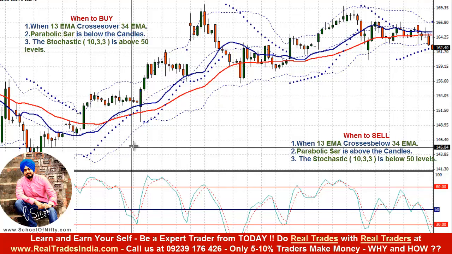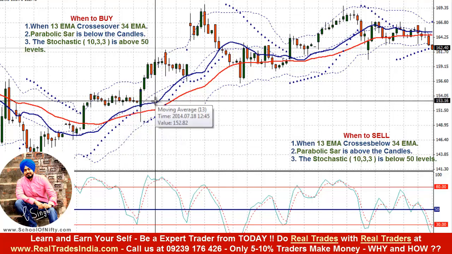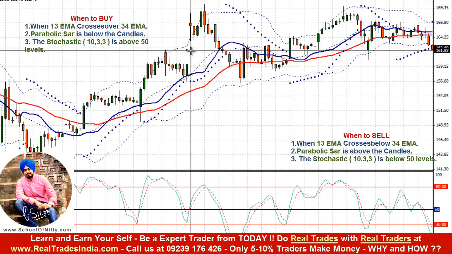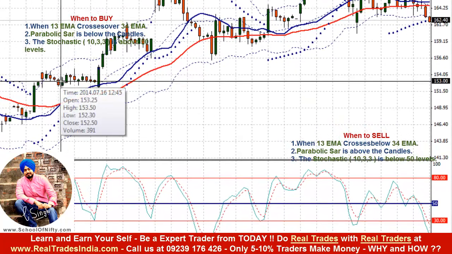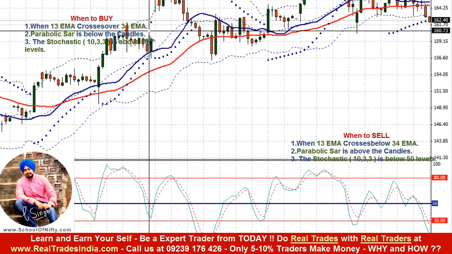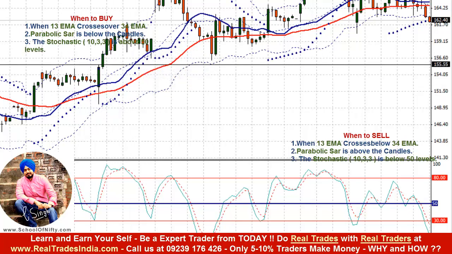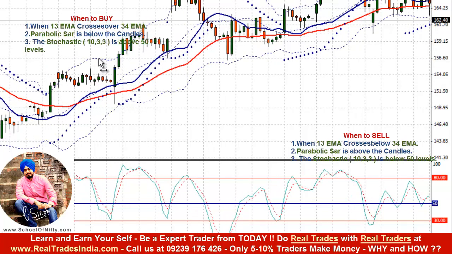You exit the stock when you see the parabolic SAR has come above the candles. Over here you see the parabolic SAR has come above the candles at around this point, which is 166. So my profit is from 152 to 166, which is amazing gains if you're doing it in futures. Fine. Now let us go further back.